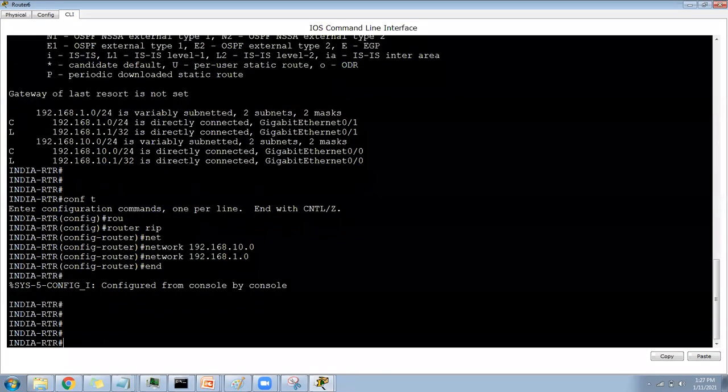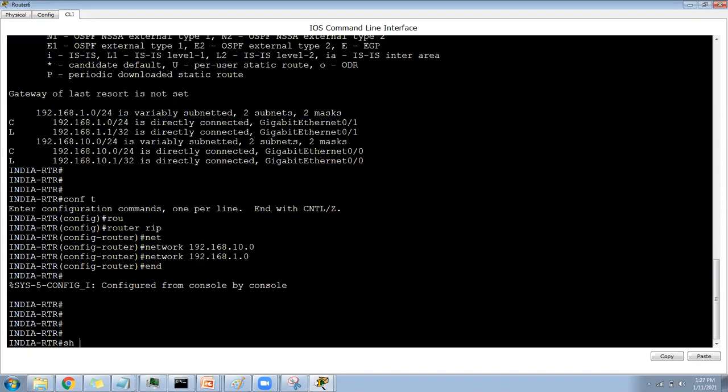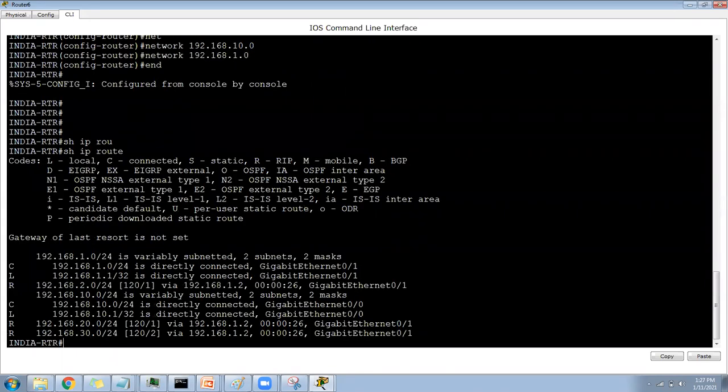See, previously we had only the C, meaning directly connected networks. But now after configuring RIP, what happened here? Show IP route. Can you see? The R means these routes came via RIP, and you can see the timers also. This is also timers. R means the three routes which were missing. RIP helped the India router to get them listed.